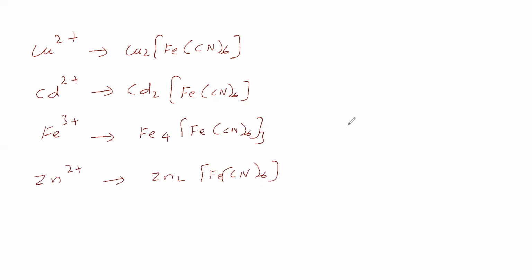So potassium ferrocyanide we have used for these cases. This is the test for a group 4 analysis. Next we will go for a group 5 analysis. Now we are seeing group 5 analysis.